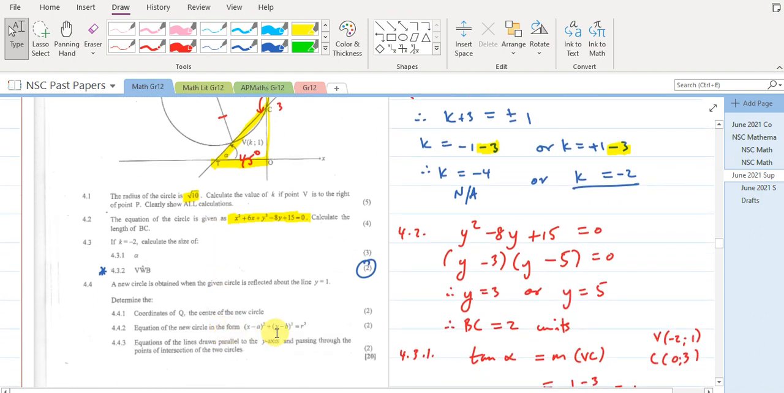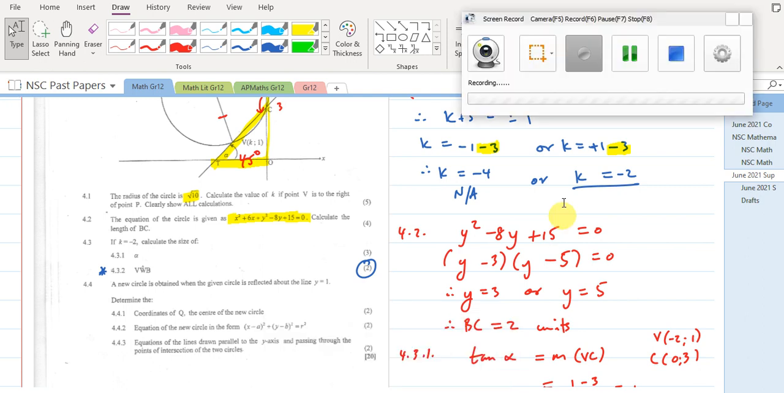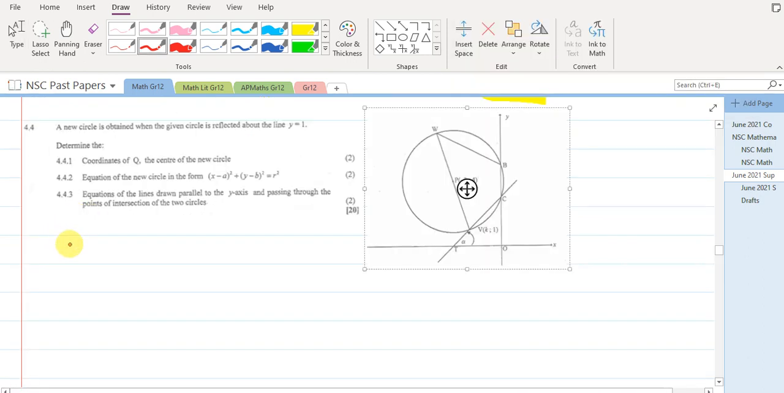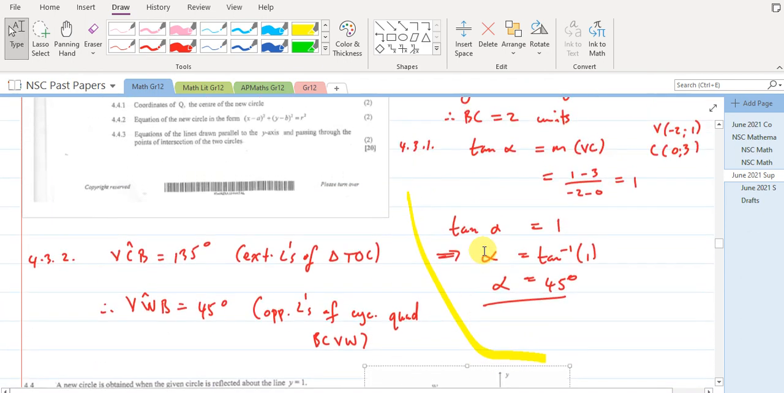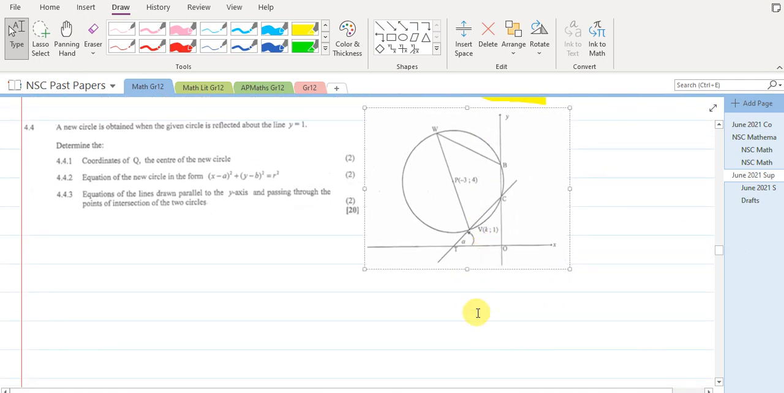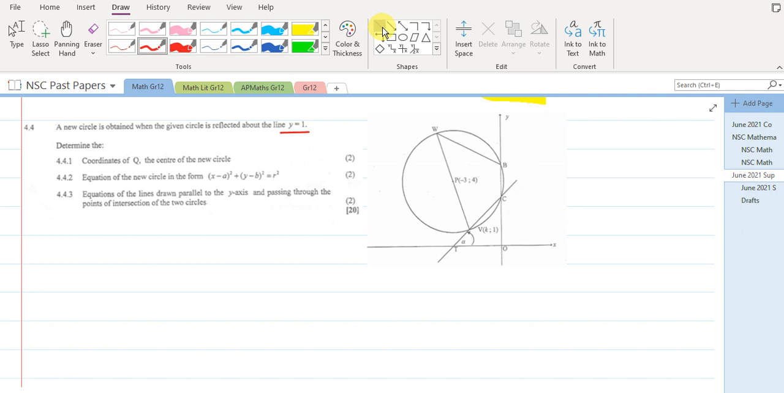A new circle is obtained when the given circle is reflected above the line y is equal to 1. Okay, so I just want to copy this question and come back to you now. So welcome back, guys. I didn't want to waste your time, so I just recopied this question because I wanted to explain it to you. Now we want to calculate the coordinates of Q, the center of the new circle. Right, so a new circle is obtained when the given circle is reflected above the line y is equal to 1. So reflecting this circle above the line y is equal to 1.